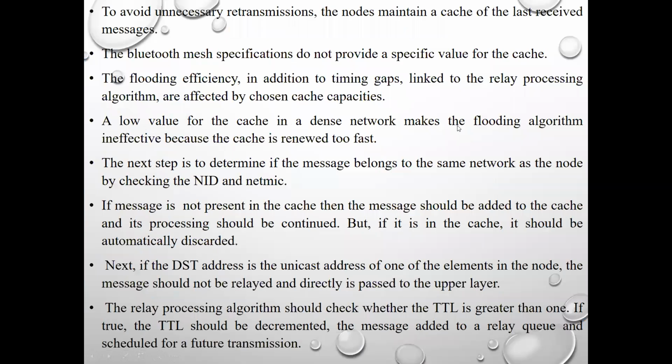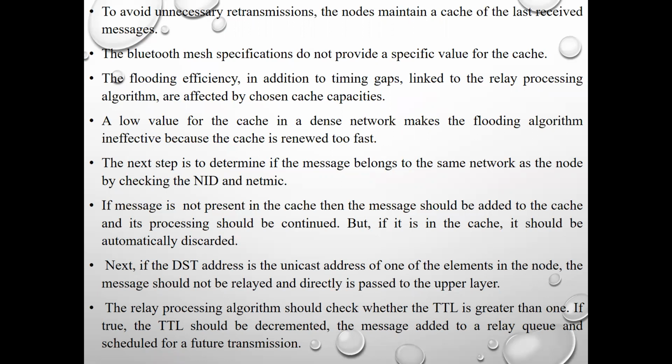To avoid unnecessary transmission, the nodes maintain caches of the latest received messages. The Bluetooth mesh specification does not provide a specific value for the cache. The flooding efficiency, in addition to timing gaps, is linked to a delay processing algorithm. A low value for the cache in a dense network makes the flooding algorithm ineffective. The next step is to determine if the message belongs to the same network as a node by checking its NID and netmask.